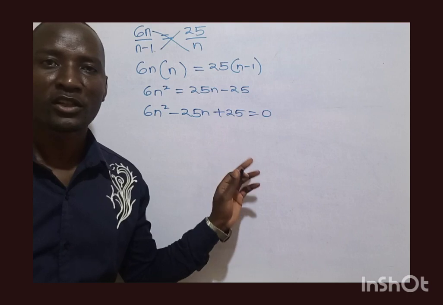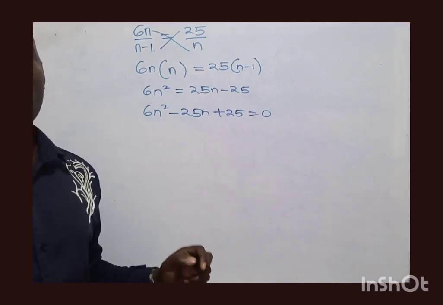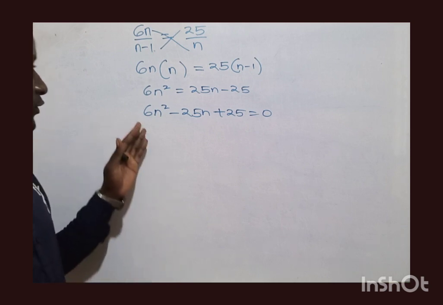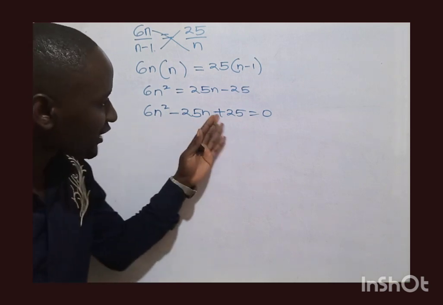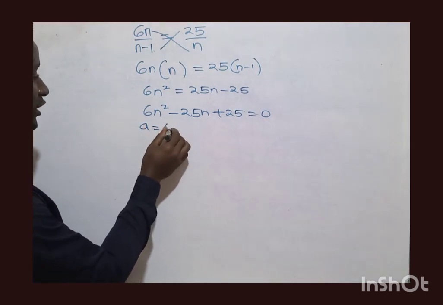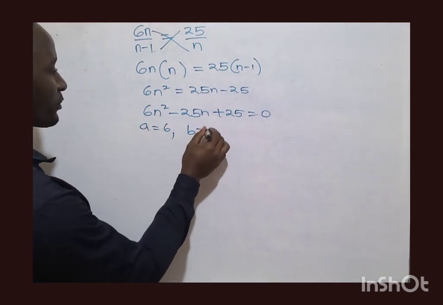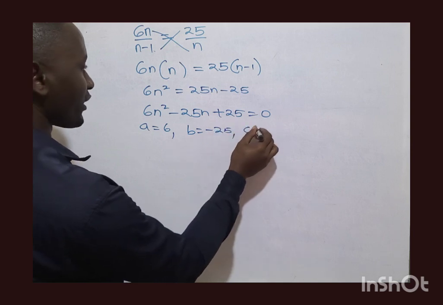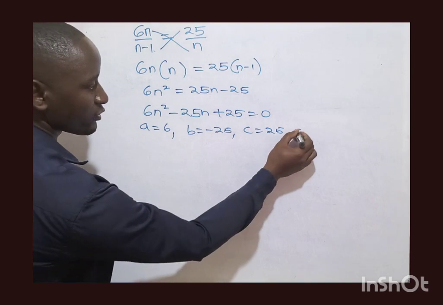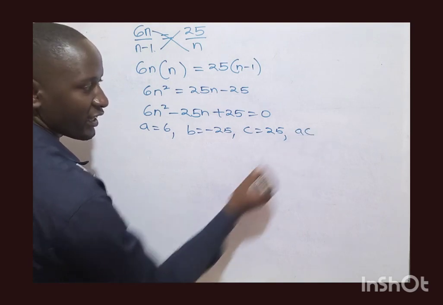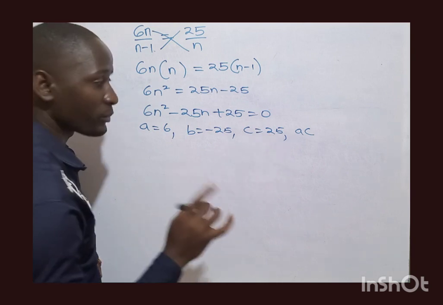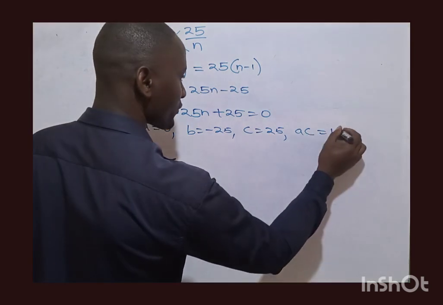So after this, you need to identify the values of a, b, and c, because we know that a quadratic equation is always in the form ax squared plus bx plus c equals 0. So in this case, the value of a will be 6, the value of b will be negative 25, and the value of c is 25. So what you're supposed to do here is find the product of a and c. A is 6, c is 25. If you multiply them, you'll get 150.